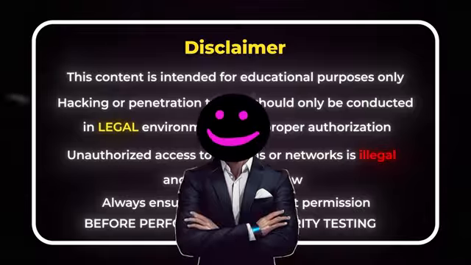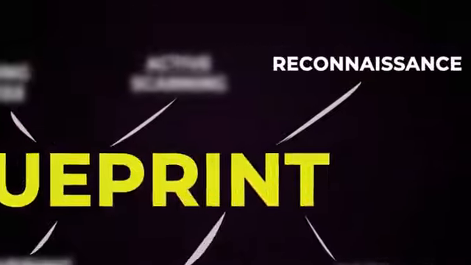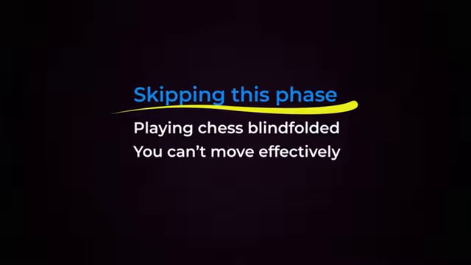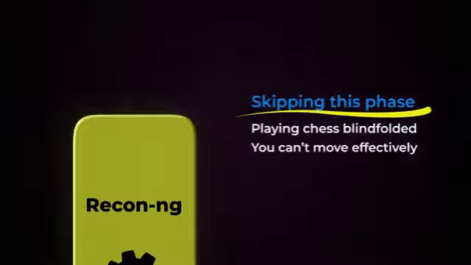Now let's break the process down phase by phase. Phase 1, reconnaissance. Reconnaissance is where elite hackers spend 80% of their time gathering intelligence without alerting their target. Skipping this phase is like playing chess blindfolded. You can't move effectively without understanding the board. To dominate reconnaissance, you'll only need these two tools.